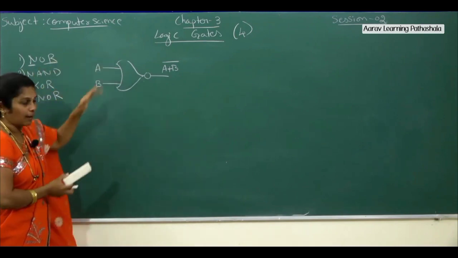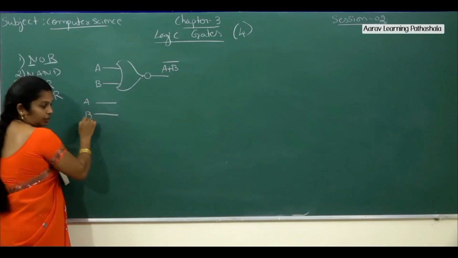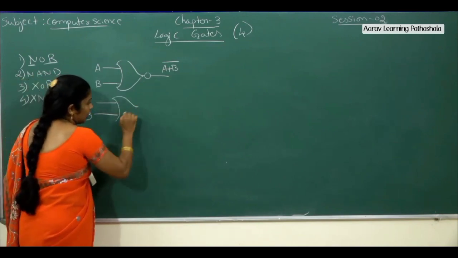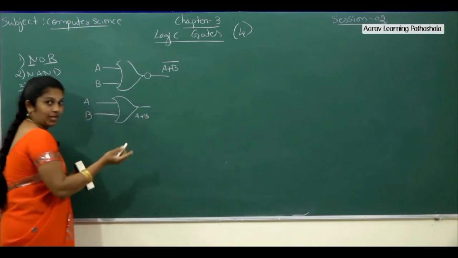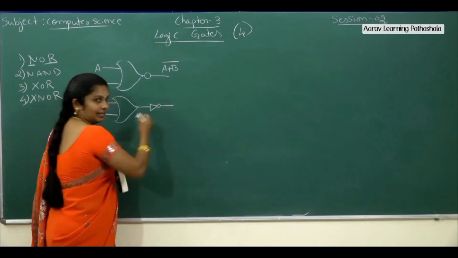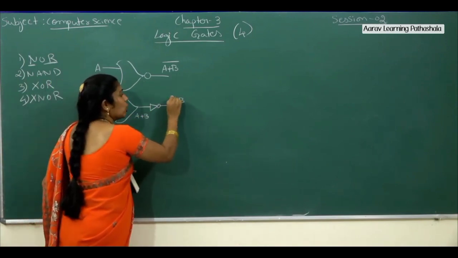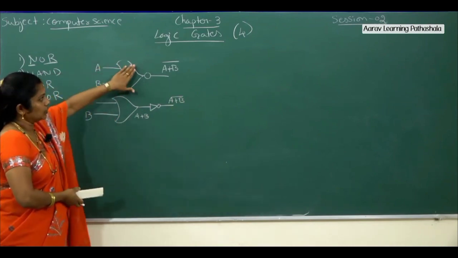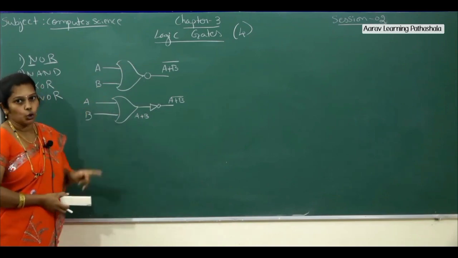If you want, you can write it this way. Otherwise you can write A and B as the input, reverse C shape, then connect this. Here the output becomes A plus B. Then take a NOT symbol: triangle, at the end one circle and then a line. Once it is passed through here, the output becomes A plus B whole bar. You can write like this pattern as well as this pattern. Both are correct when it is 2 variables.